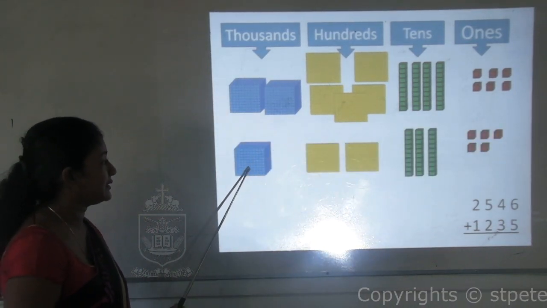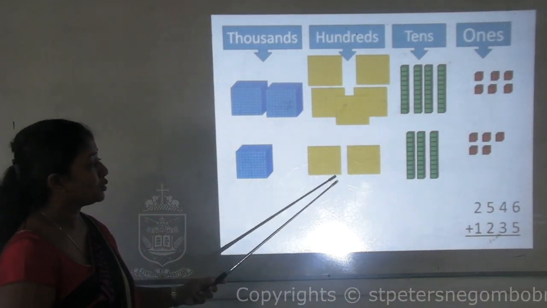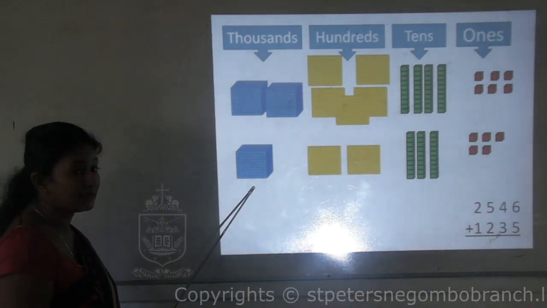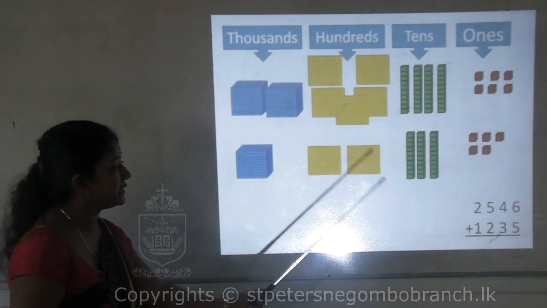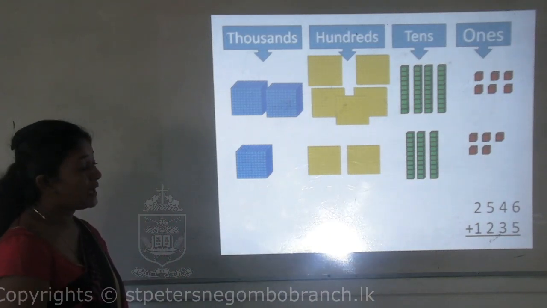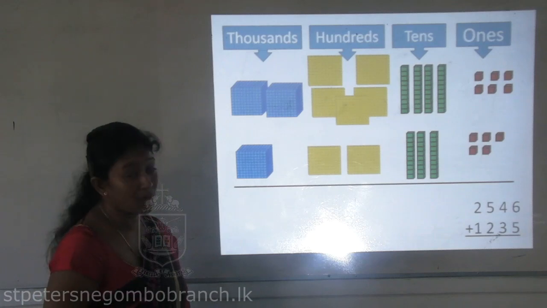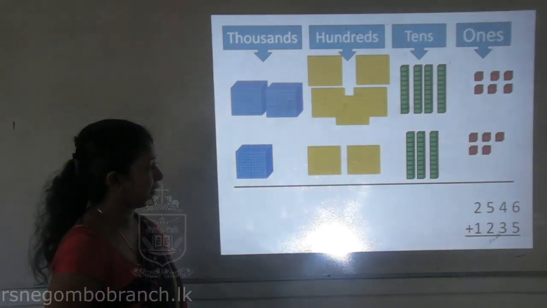In this number, there are only 5 ones, 3 tens, 2 hundreds, and 1000. So we can read it 1235. Now we are going to add these two numbers. Before I add, I draw a line.